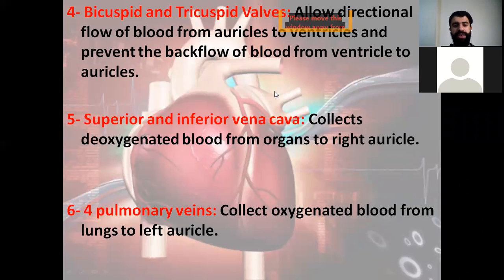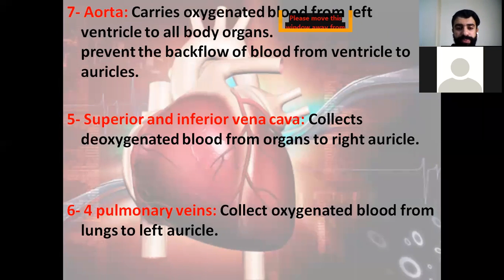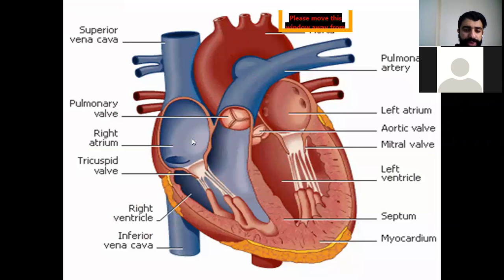Okay, repeat it. Superior and inferior vena cava, they collect deoxygenated blood, the blood that is poor in oxygen, from the organs toward the right auricle. So this is the function of the superior and the inferior vena cava. They collect deoxygenated blood from the organs and bring it to the right auricle.